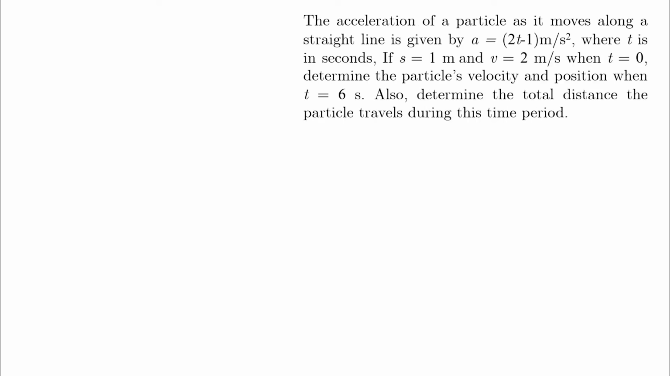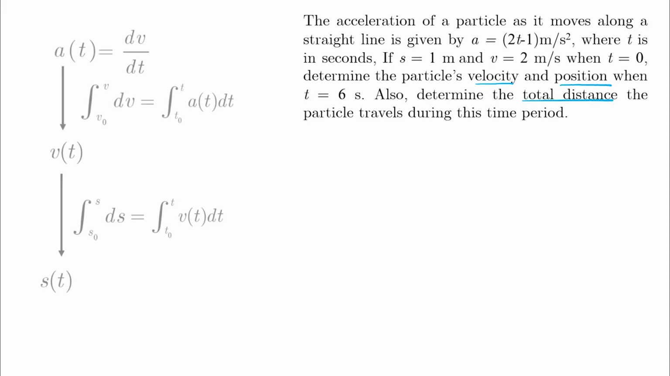The acceleration of a particle as it moves along a straight line is given by a equals 2t minus 1 meters per second squared, and it's asking for velocity, position, and total distance, which means we need to start from a of t and integrate all the way down to s of t, and check along the way if v equals 0 anytime before t equals 6.